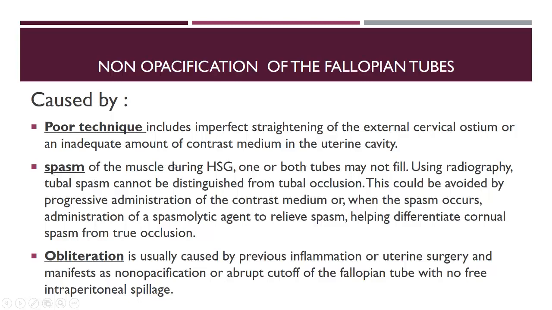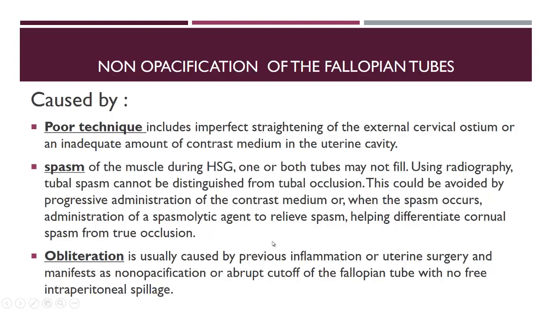Second, spasm of muscles during hysterosalpingography. One or both fallopian tubes may not fill. Using radiography, tubal spasm cannot be distinguished from tubal occlusion. This could be avoided by progressive administration of contrast media, or when spasm occurs, administration of a spasmolytic agent to relieve spasm, helping differentiate cornual spasm from true occlusion.